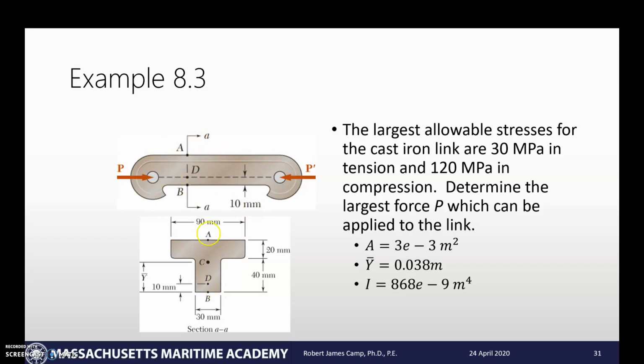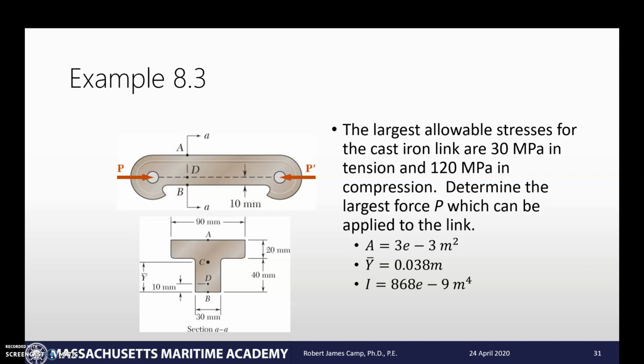Here's section AA taken right there. So we've got a T-shaped link in the middle of things. How do we go about solving this? Same as before, we're going to determine the equivalent centric load and bending moment. We're going to superimpose those two stresses on each other to find the complete state of stress between the centric load and the bending load. We're going to evaluate the critical loads for the applicable tensile and compressive stress. And so the largest allowable load will be the smallest of those two critical loads.